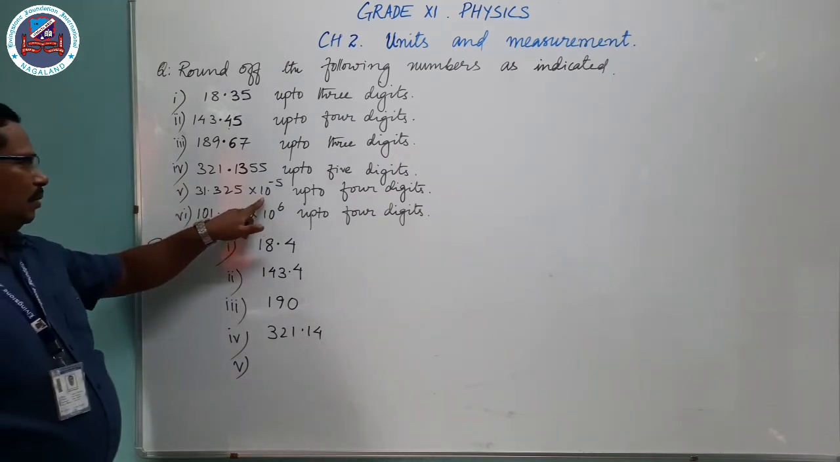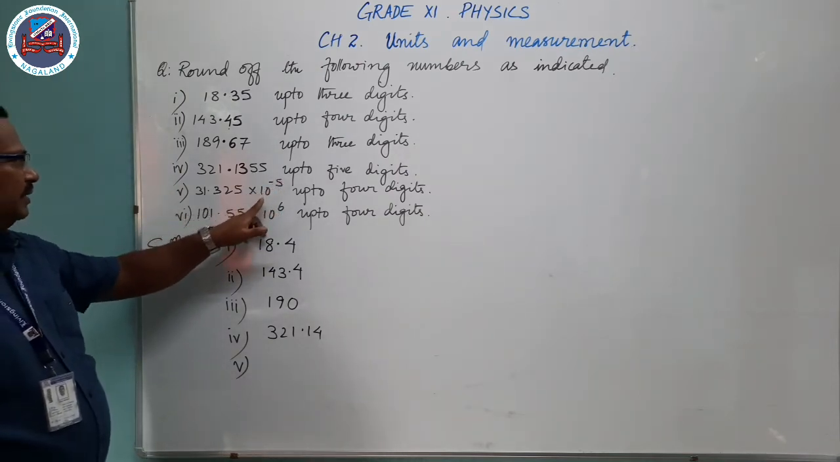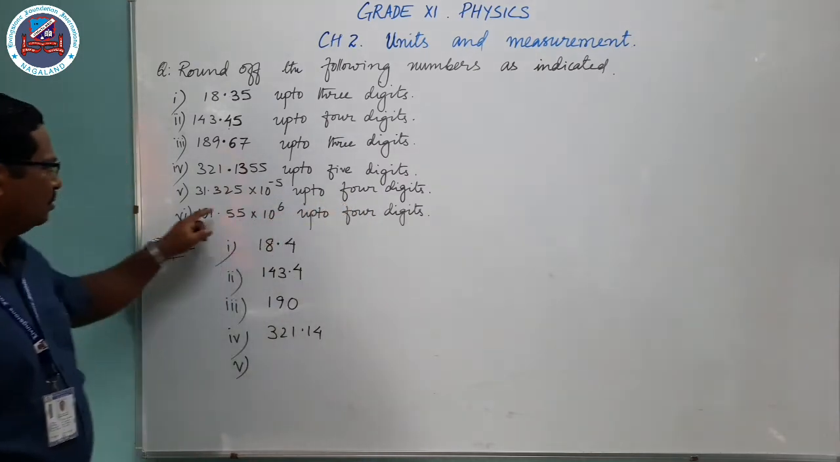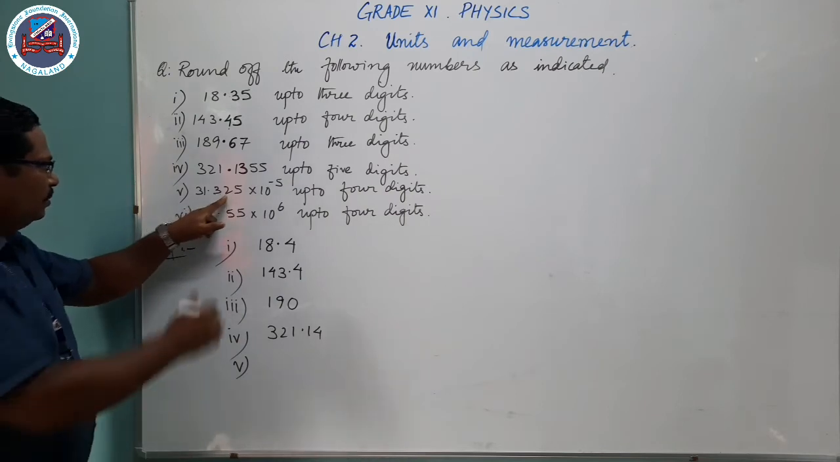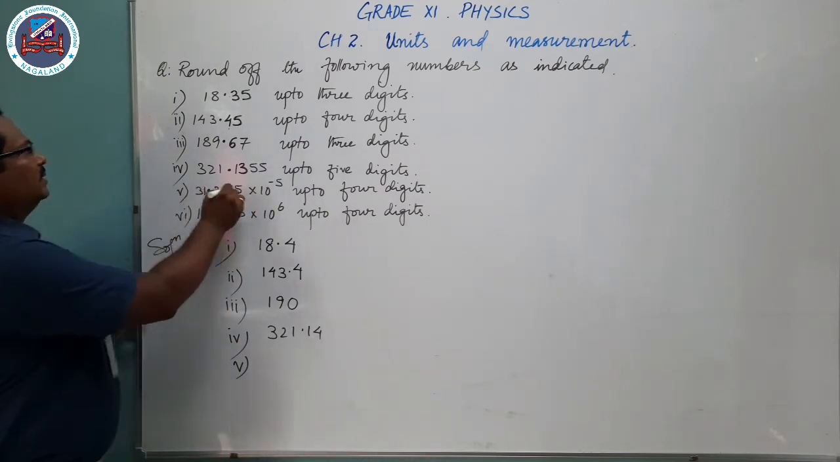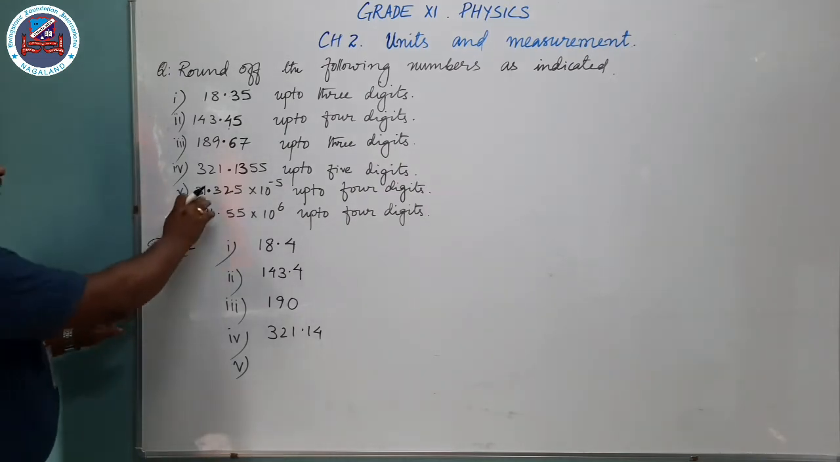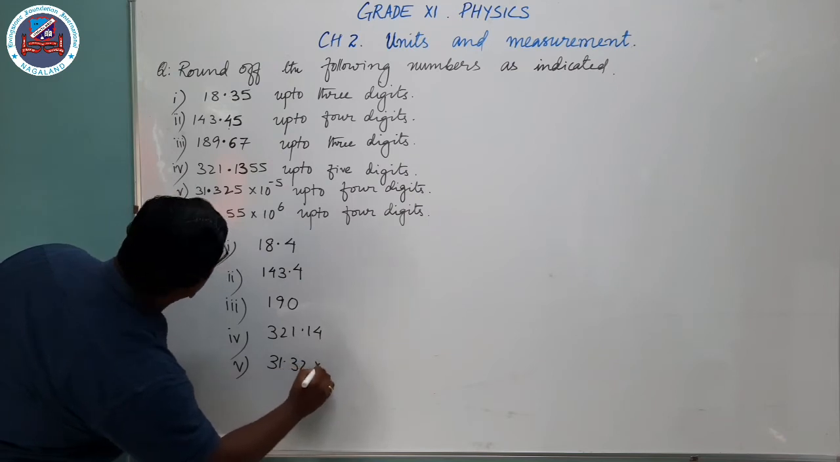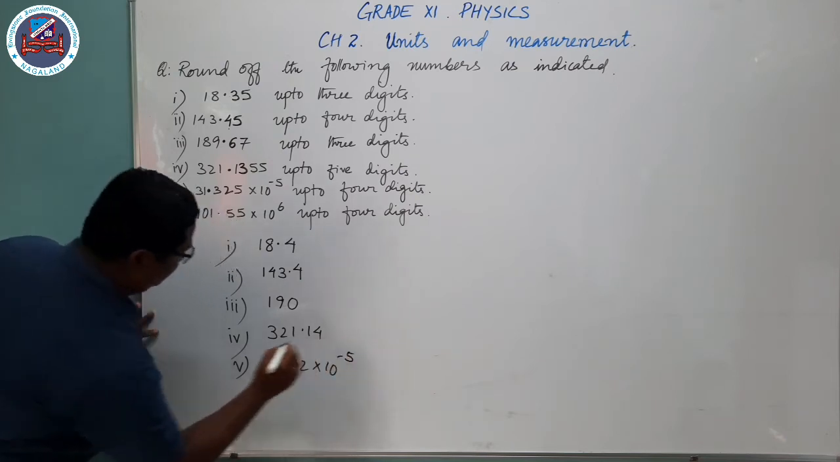whenever the order of the digits, 10 power minus 5, comes, you don't have to look at it. Here we will look up to 4 digits to round off, 1, 2, 3, 4. That means you are going to drop this 5 and the preceding digit is even, so it is not permitted to change. 31.32 into 10 to the power minus 5.